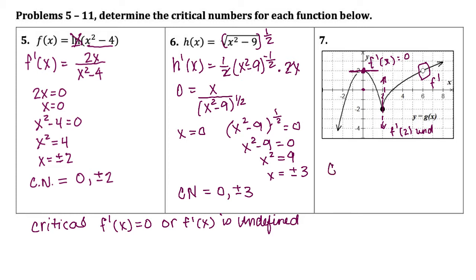So your critical numbers are going to be 0. You've got one at 2, and then one at 6. There's your critical numbers.